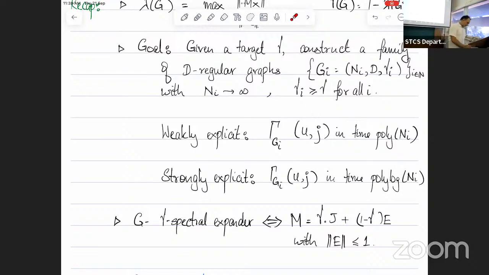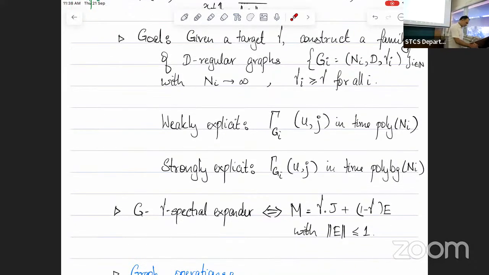Okay. And something that we saw last time was this very nice matrix decomposition, which characterizes whether or not your graph corresponds to a gamma expander. It basically says that you can decompose your matrix into gamma times the complete graph matrix, which is like every entry is 1 over n in the case of d-regular graphs, plus 1 minus gamma times some matrix E, where the guarantee is that the spectral norm of E is at most 1. And just to recall, what is a spectral norm?